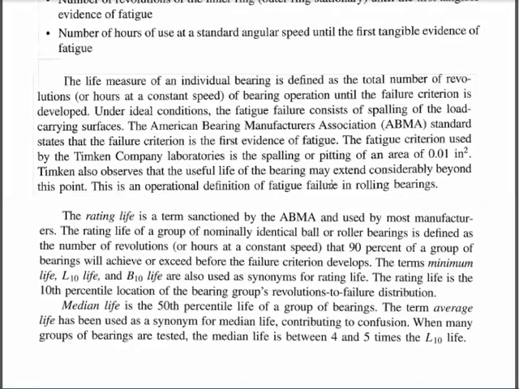Okay, now, how are we going to define and measure life? Again, revolutions or hours at a given speed can be made equivalent to each other, and we said failure occurs when fatigue begins to happen. So the American Bearing Manufacturers Association, ABMA, has defined that failure is the first evidence of fatigue, and fatigue is spalling, or pitting, with material falling out over 0.01 inch squared, so that puts some quantity on the first evidence of fatigue.